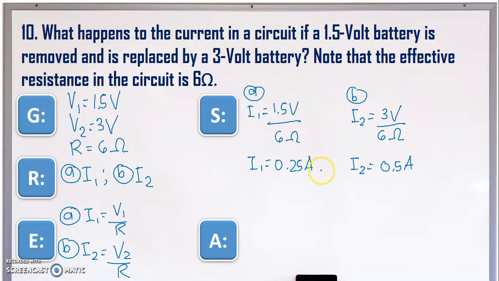Now, we have to compare the two values. The initial current is 0.25 ampere and the final current is 0.5 ampere. By analyzing this, we can conclude that the current is doubled.